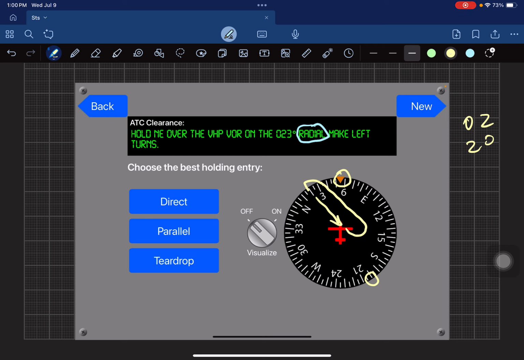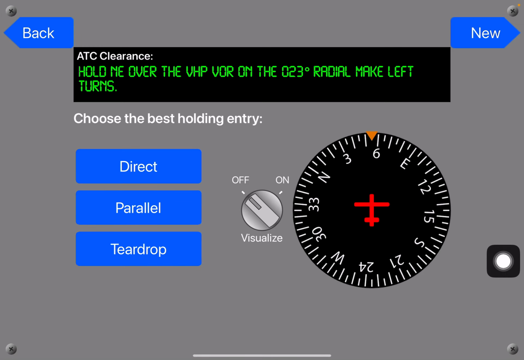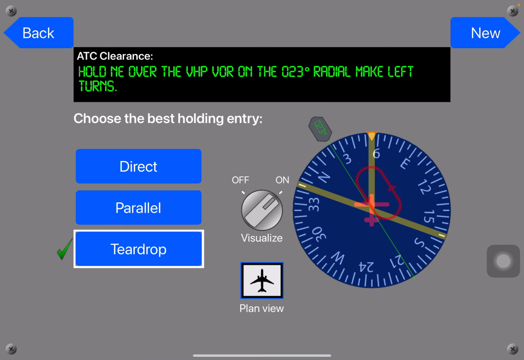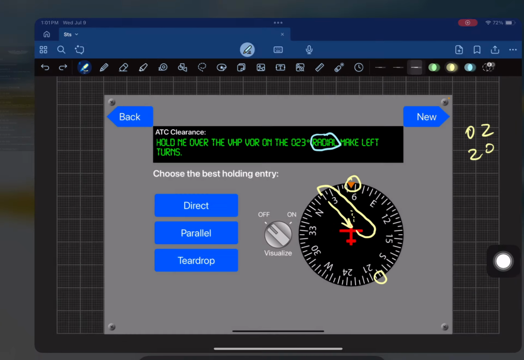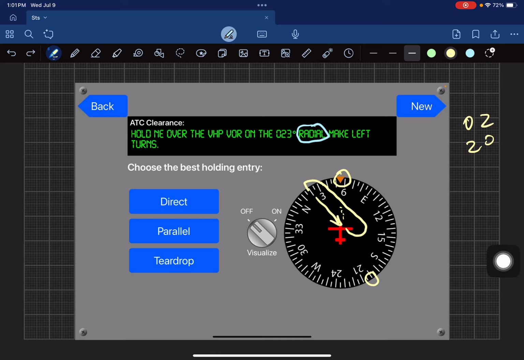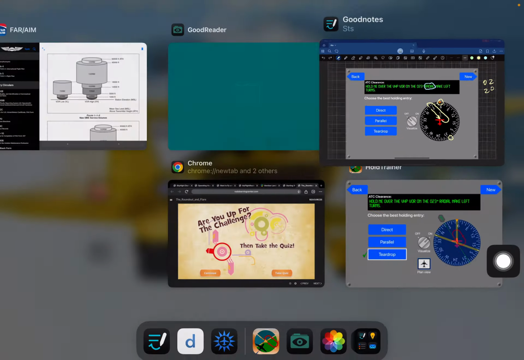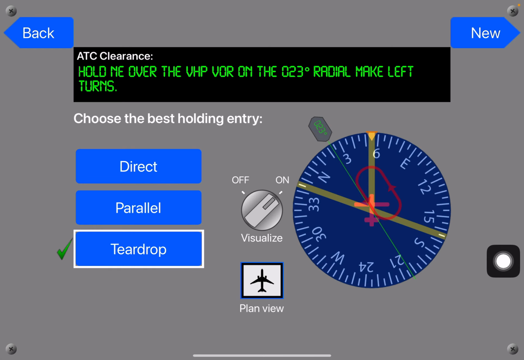So notice how you end up inside of the oval if you continue to go straight after you cross the fix. So I'm gonna make a teardrop entry. And this looks better than my drawing, but I was able to visualize the oval before I press the visualize button. That is a skill you'll be able to replicate after you play with this app for a few times.